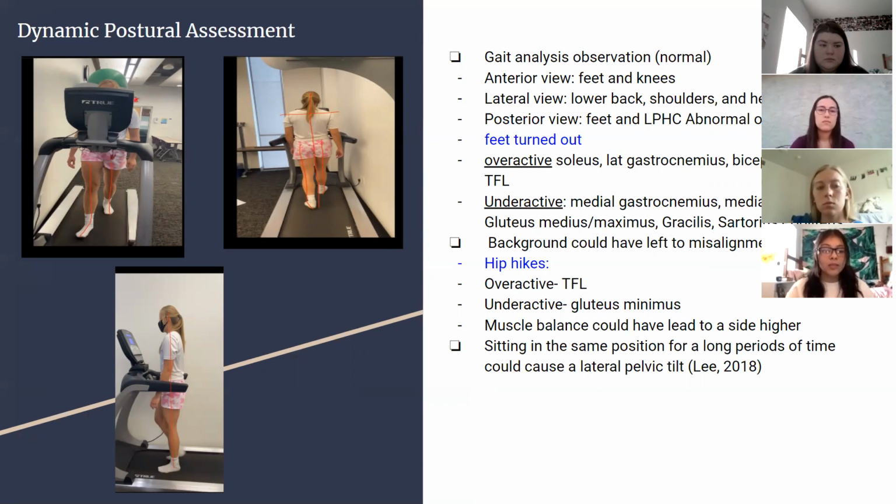As for the hip hikes, as talked about in the previous slide, it could be an overactive TFL and underactive gluteus minimus. The reason why is because if we look at the origin and insertions of these muscles, it's about the ilium, and obviously when one's sitting down, it's not being worked. And sitting in the same position after a long period of time could be the reason for her lateral pelvic tilt.